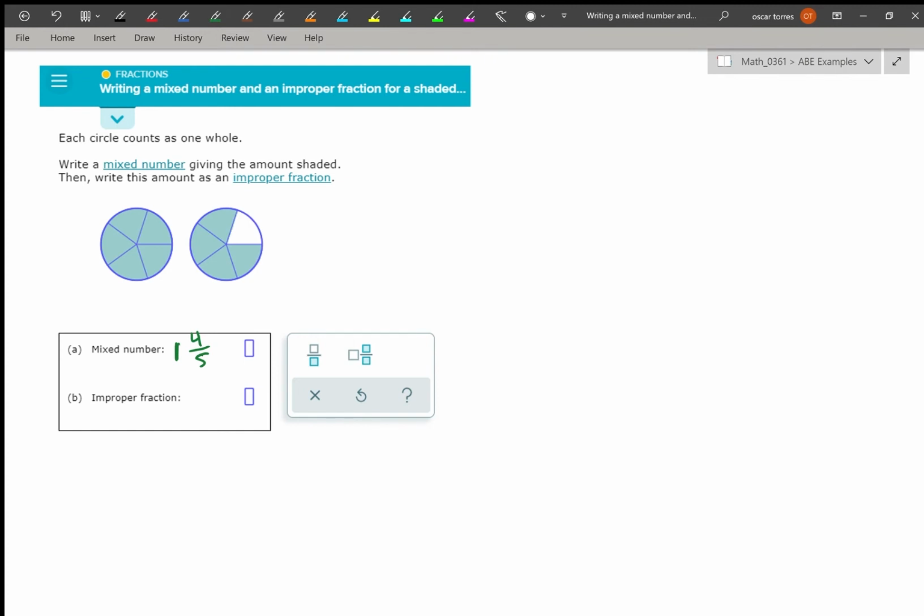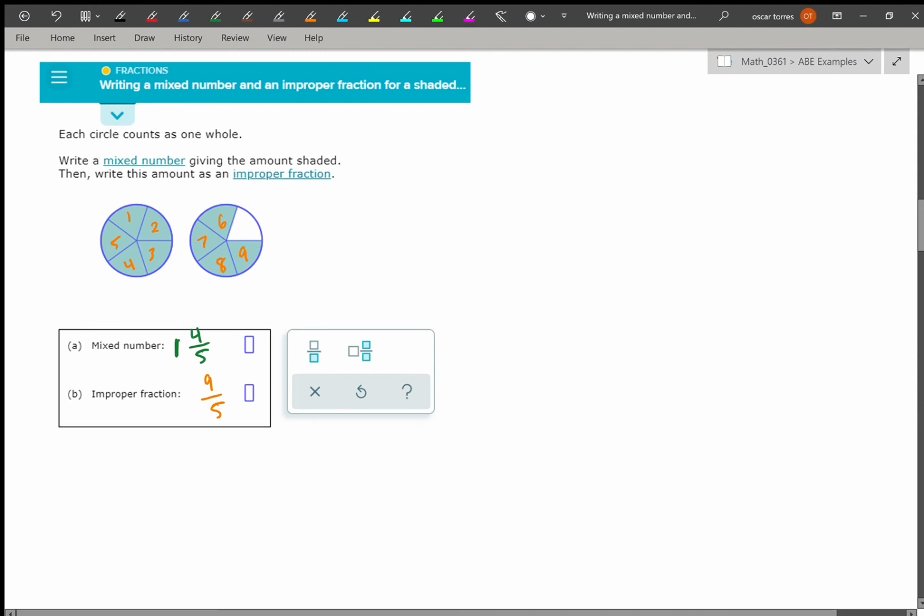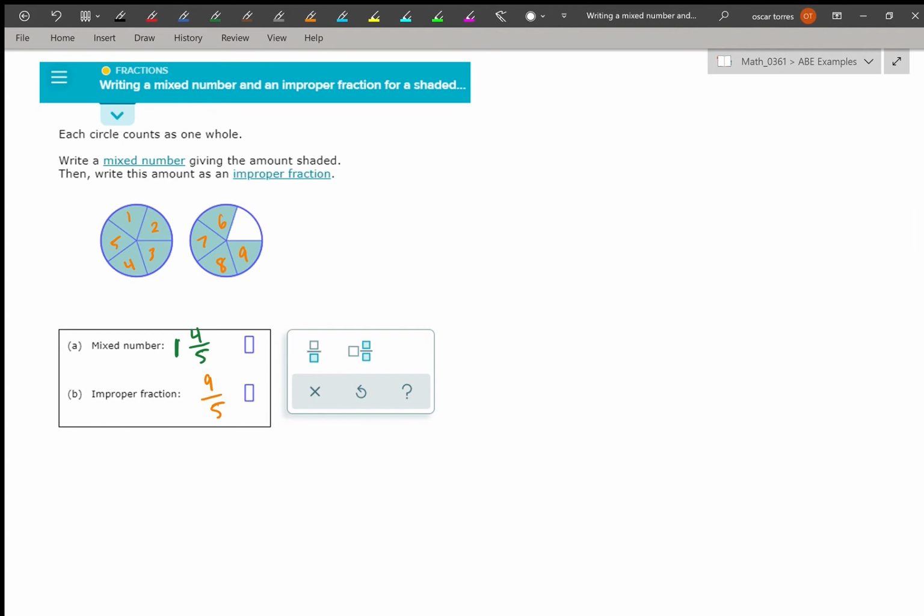For my improper fraction, I simply want to count the number of slices that I have in the entire figure. If I look at how these circles are split up, each one of them has 1, 2, 3, 4, 5 sections in them. So we're going to have a 5 in the denominator of this fraction. Now it's just a matter of counting up those slices, including all of the circles in the figure. So we would count 1, 2, 3, 4, 5, 6, 7, 8, 9. In total, we have 9 slices when we divided each circle into 5 pieces each. So our improper fraction is 9/5.